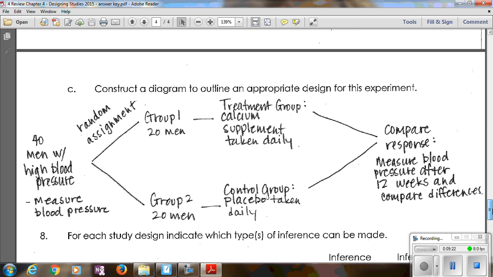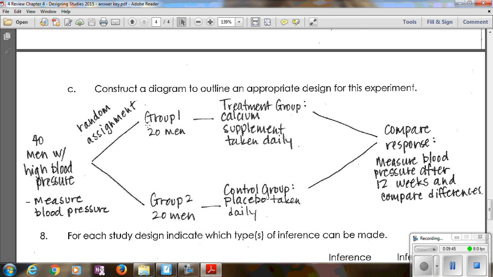And then the last part of this question is to construct a diagram. And so in a diagram, remember on the left, we always want to start with our units, and you want to tell me how many there are and then any kind of unique characteristics about them. And in this case, we know they're men with high blood pressure. I'm indicating at the beginning of my study that I want to measure the blood pressure so that I have something to compare it to at the end.